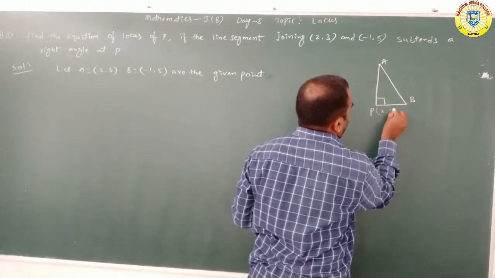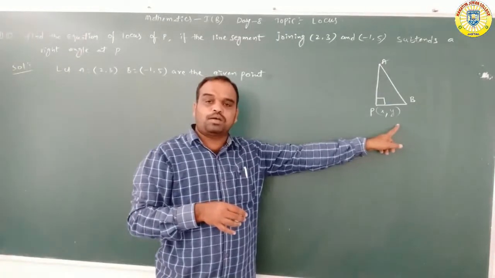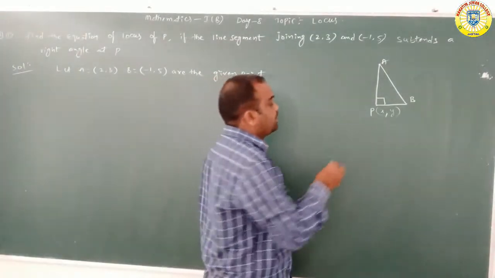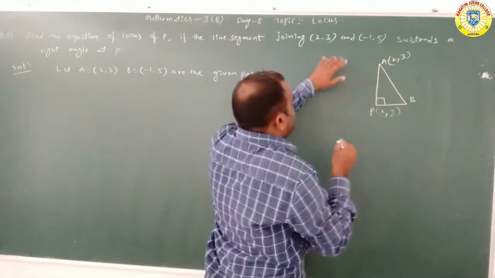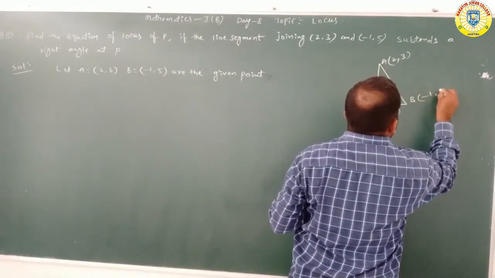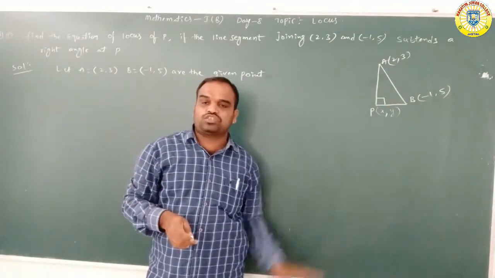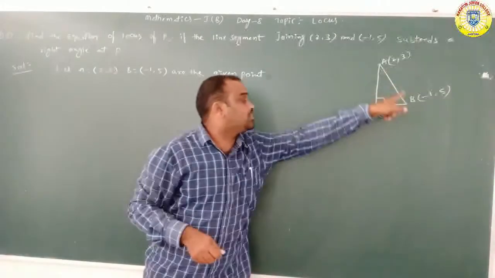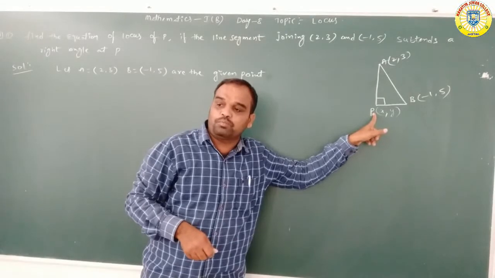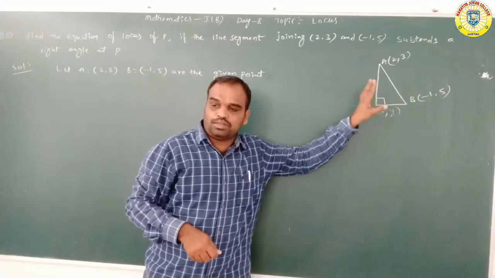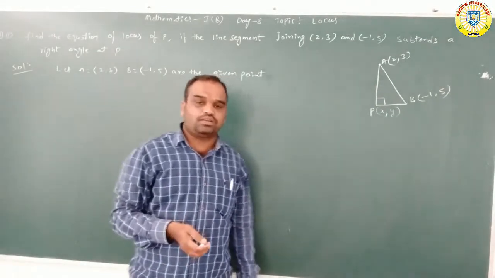Here we take the coordinates of P as (x, y). A is (2, 3), and B is (−1, 5). The line joining A and B subtends a right angle at P. The condition here is that triangle PAB is a right angle triangle.